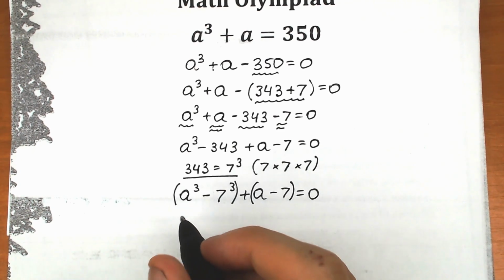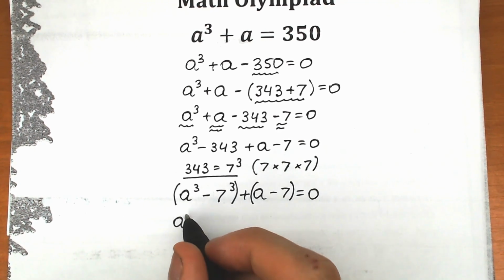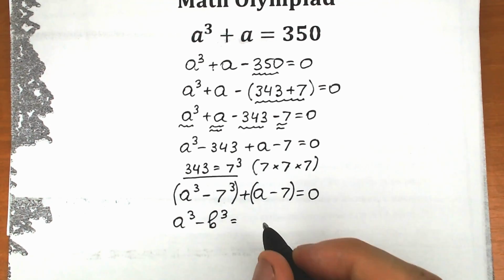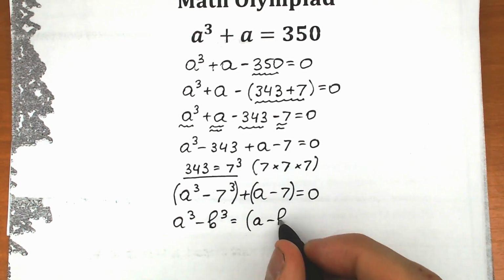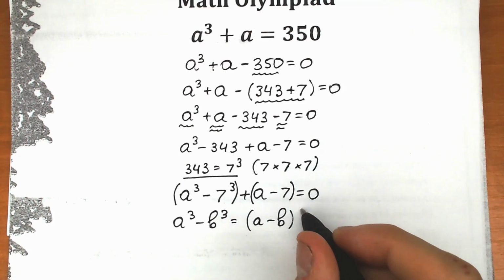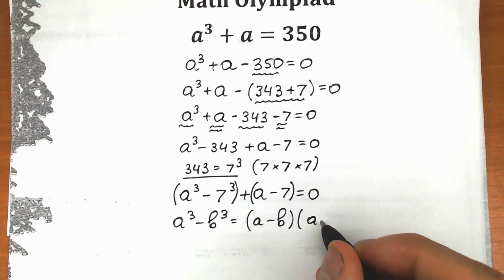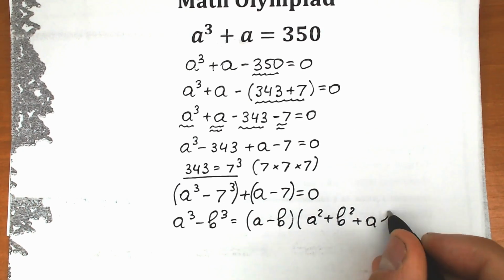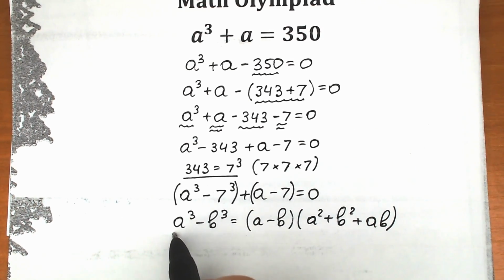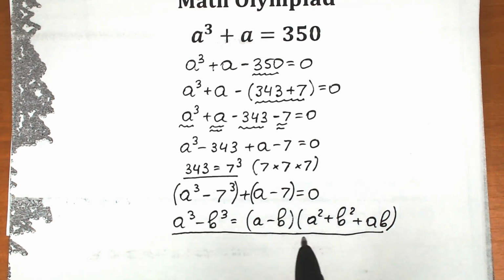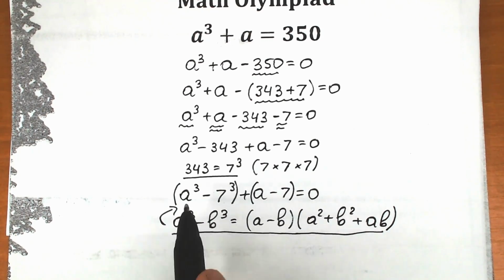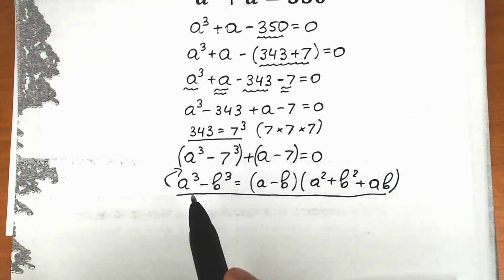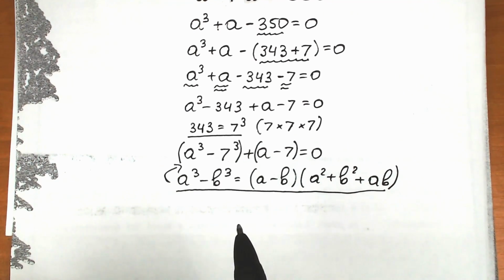So let's remember a formula right here. A cube minus b cube is equal to a minus b in the first parentheses, and in the second parentheses we have all the time plus: a square plus b square plus ab. Okay, this is our formula. We really need this formula right here, so we are going to apply it. The difference of cubes we can apply right here. So instead of a we plug in a, but instead of b we plug in 7, so it's really great.